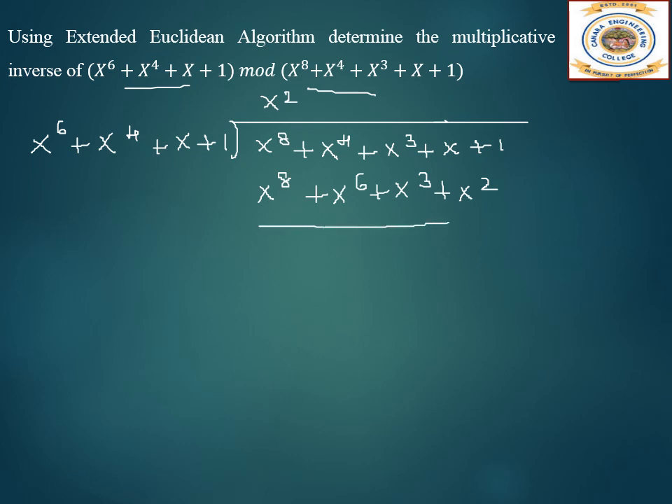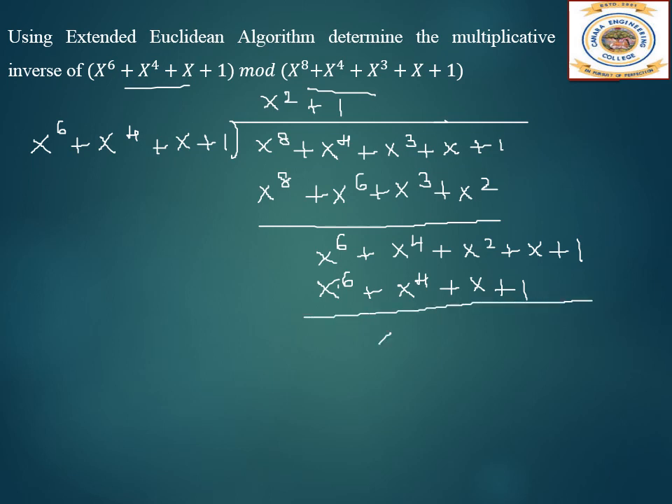Again remember this is the GF of 2 to the power 8 field, so the mod 2 operation is applicable here also. So what we get is x to the power 6 plus x to the power 4 plus x square plus x plus 1. I can still further divide, so I'll add plus 1. So we get x to the power 6 plus x to the power 4 plus x plus 1. So we get x square as the remainder.